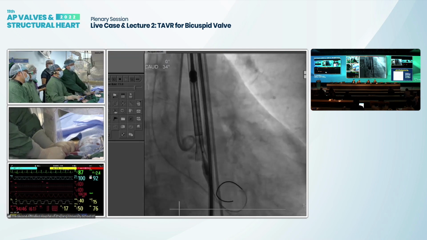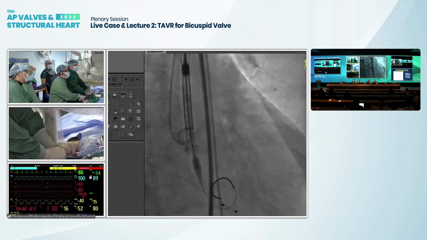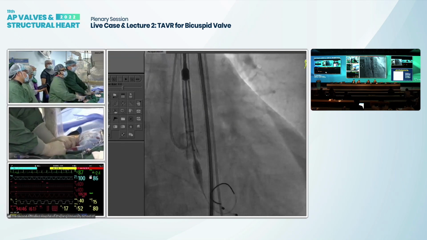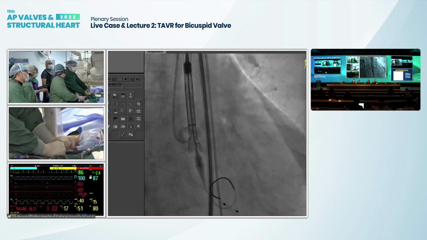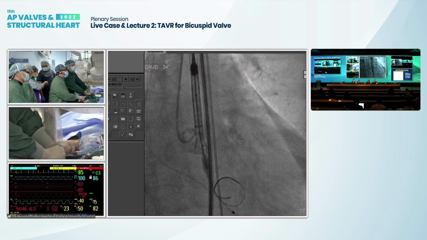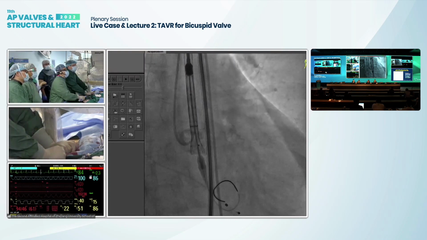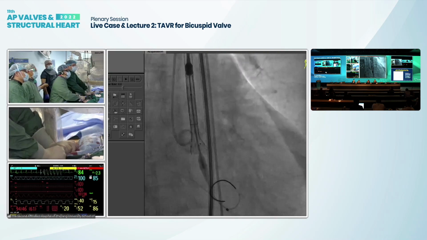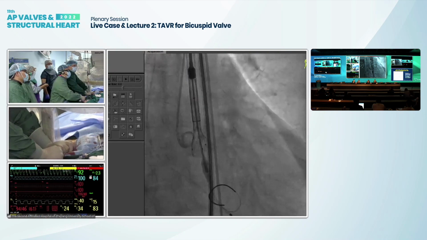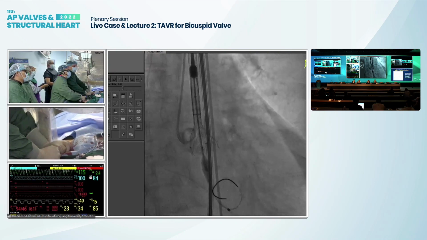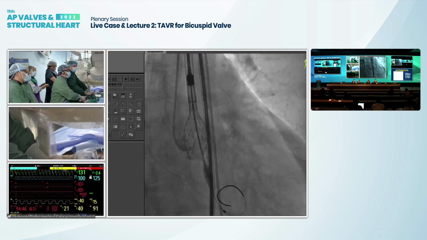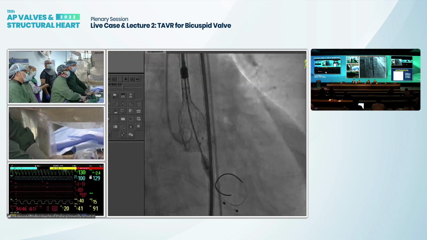Yeah, almost. Still a little bit low. We need a little bit higher. Okay. Start pacing 130 beats per minute. Are you sure it's the cusp overlap? Okay, good, we adjusted that. So now we start pacing 130 beats per minute, and keep on going to release the device. Keep on going. Keep on going. Okay, stop pacing.